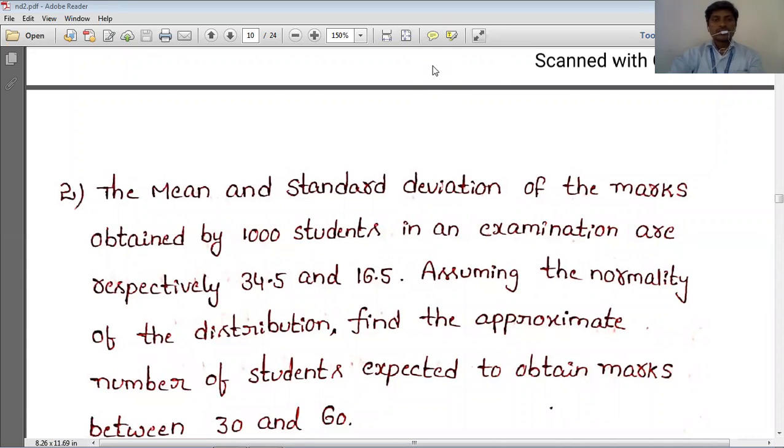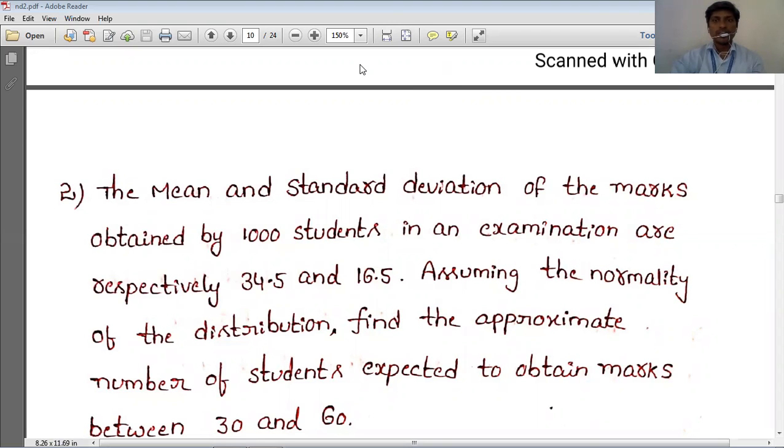Continuation of last class. In this class, we are going to discuss the problems on normal distribution. In our last class, we completed one problem, and we are going to see the remaining problems in this class. Okay, so first, see the question they mentioned.